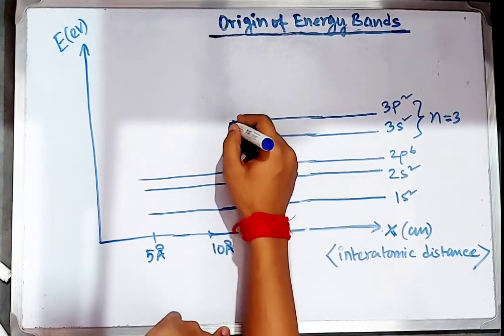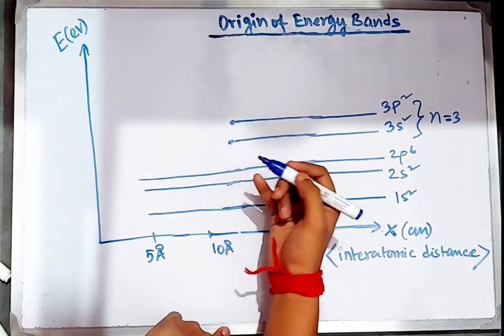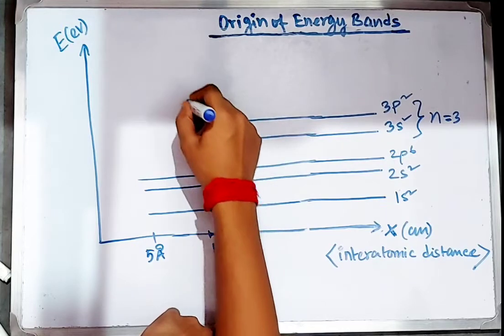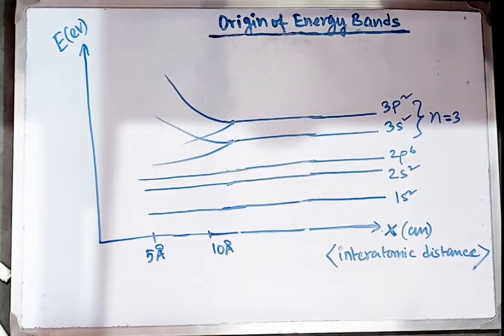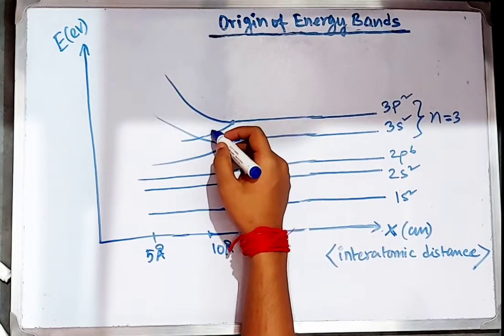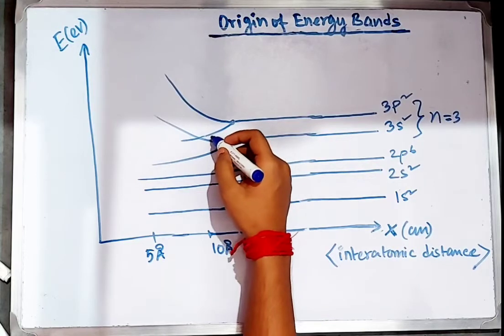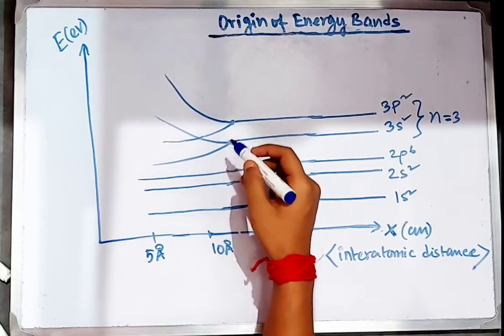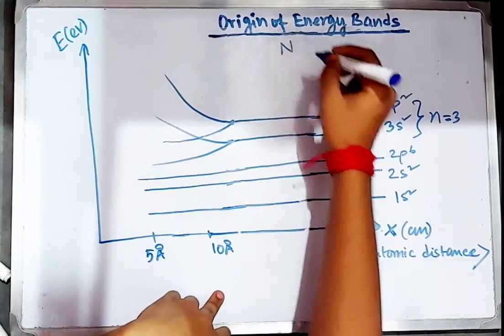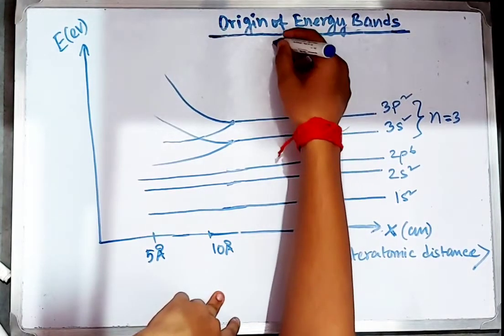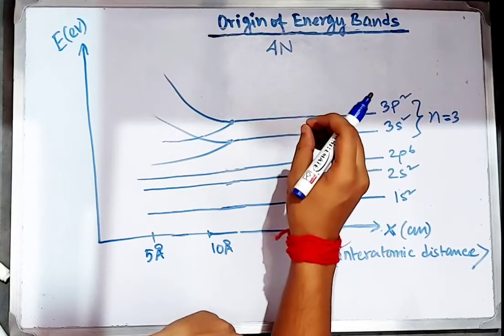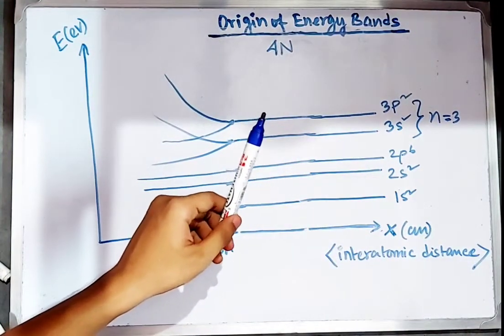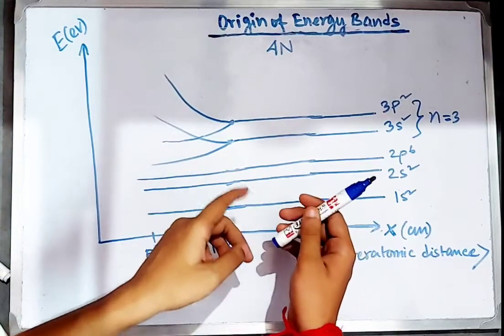When the distance becomes less than 10 Angstrom, then it gets split like that, and this 3s gets split like this. Now you can see that 3p is getting split and it comes within the splitting of 3s. So suppose there are n number of atoms within a unit volume, so there must be 4n number of electrons within the unit volume, because each one of the atoms will be having 4 valence electrons, which I was talking about a little bit earlier.